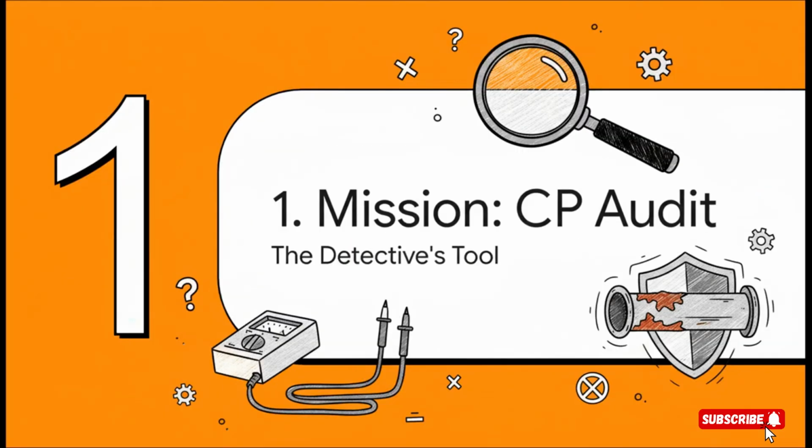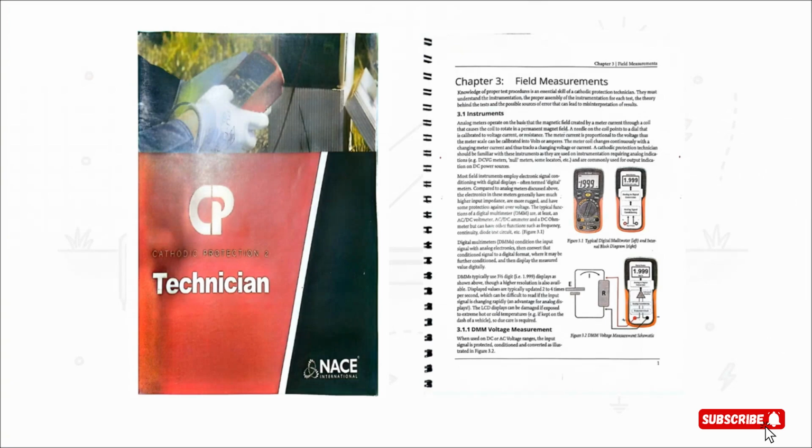Okay, first things first. What is our mission exactly? Well, we're conducting what's called a CP audit, and it all boils down to answering one single critical question: is this structure really being protected from corrosion? To answer that, every detective needs their go-to tool. And here it is, the digital multimeter, or DMM for short. This little device is our #1 tool for gathering evidence out in the field.